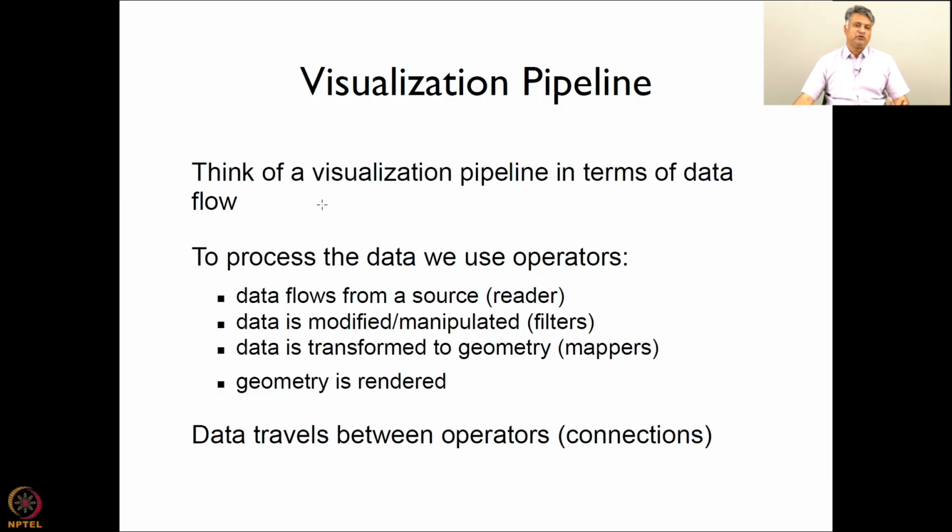What we need to think of in any visualization is in terms of a pipeline or a data flow. The data flows from the source, which is a reader, usually a raw text file. It reads in the file and then displays it. Then the data is modified or manipulated by filters. Then it is transformed and mapped into a geometry, and finally the geometry is rendered onto the screen.